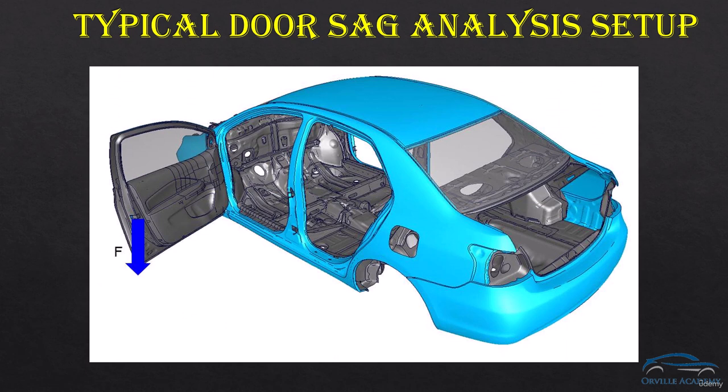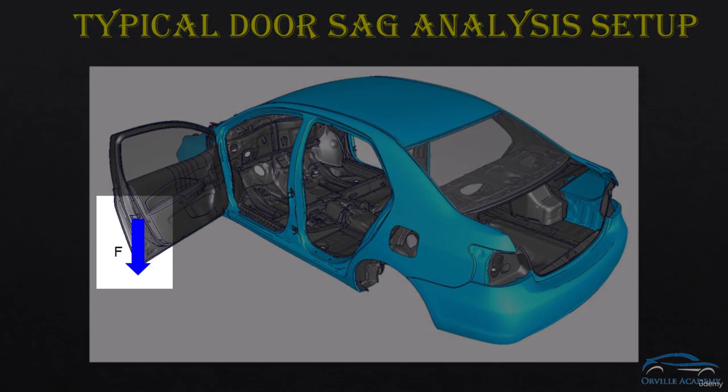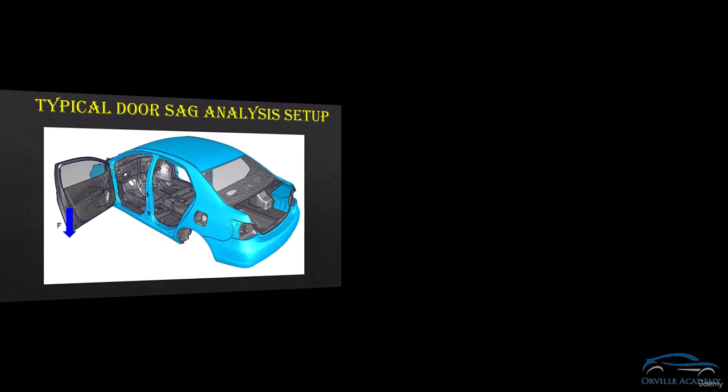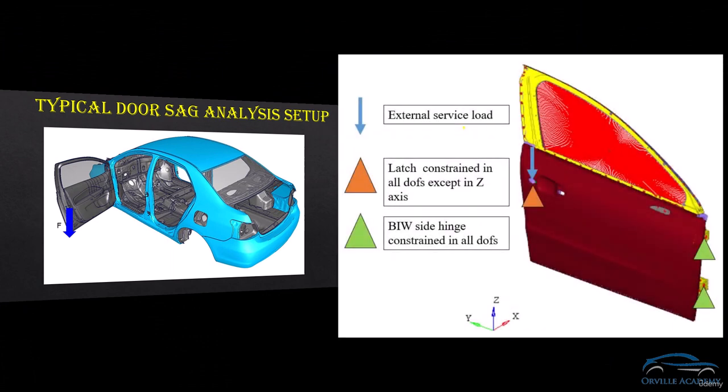In this example, we will try to understand the typical setup for an abuse type of loading condition. In this analysis, what we are trying to do is fix those locations where the door is connected to the BIW through the hinges, and at this location we will apply the load. In door sag analysis, what we are trying to simulate is that the door is open and some occupant is trying to push the door in the downward direction.